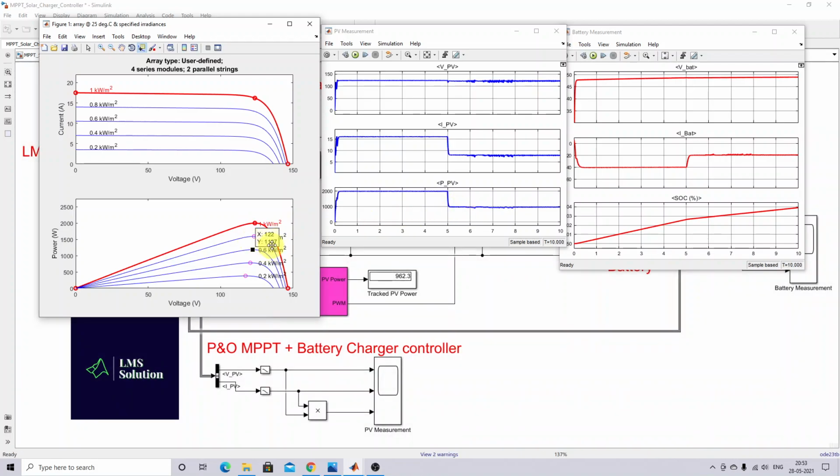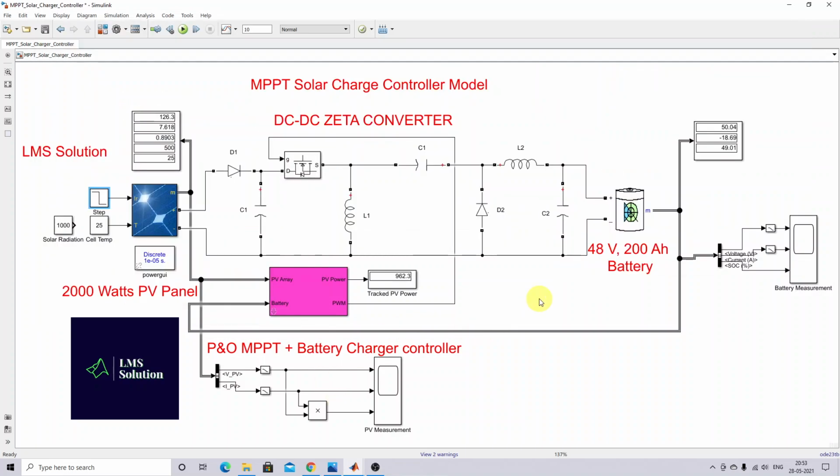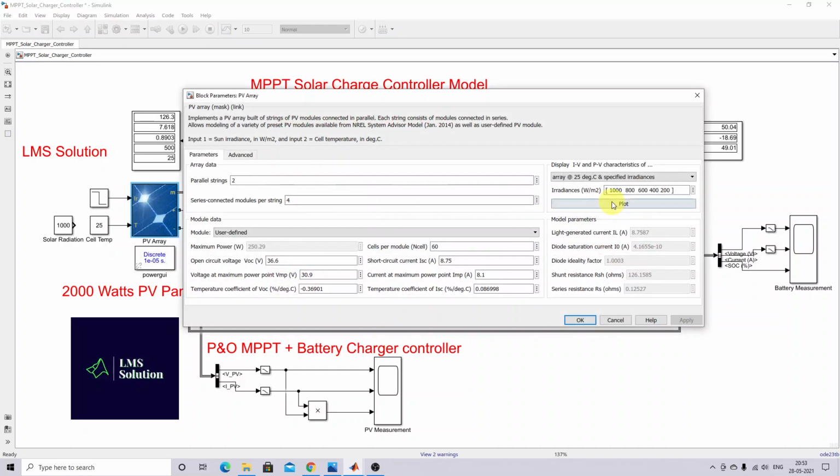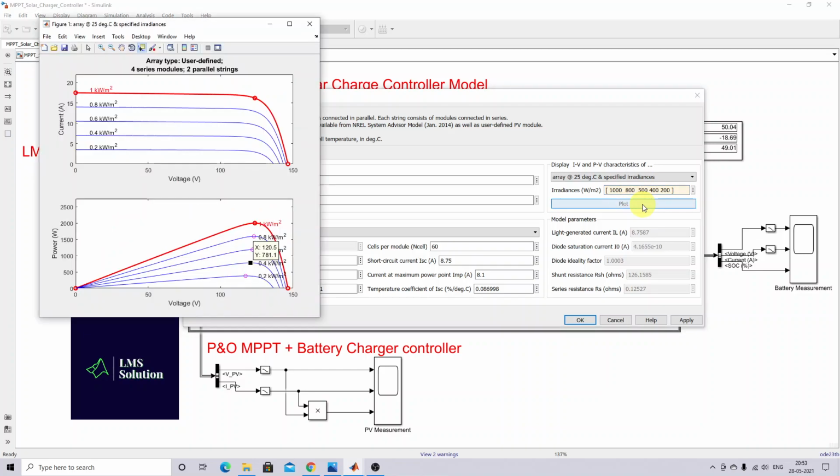So the maximum power should be less than 1187, because for 600 it is 1187, for 400 it is 781. So I think it is around 1000. So we will check now what is the exact maximum power for 500 watts. Now we can see that the exact maximum power is 983.9 watts, for 500 watts per meter square.